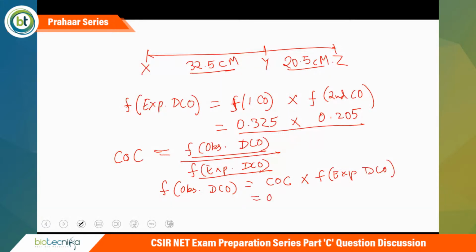Coefficient of coincidence is given to us, which is 0.886. The expected double crossover frequency is 0.325 multiplied by 0.205. When you calculate it, you will get 0.059, which is almost equal to 6%. So the percentage of observed double crossovers will be almost 6%.